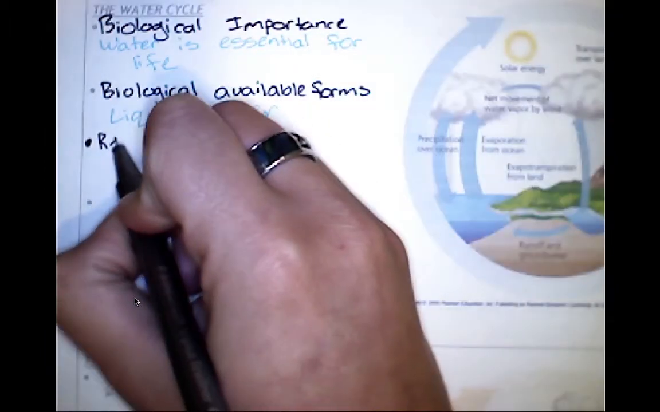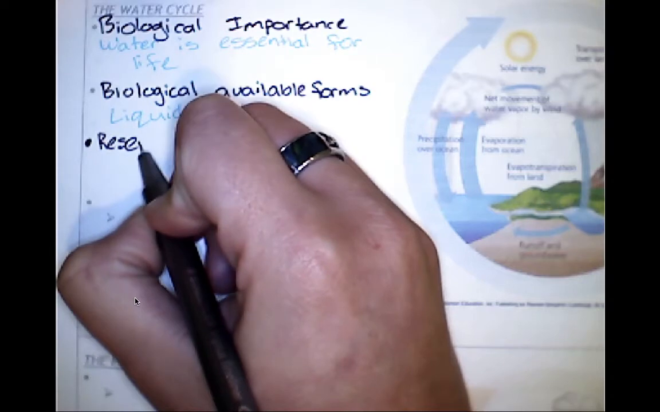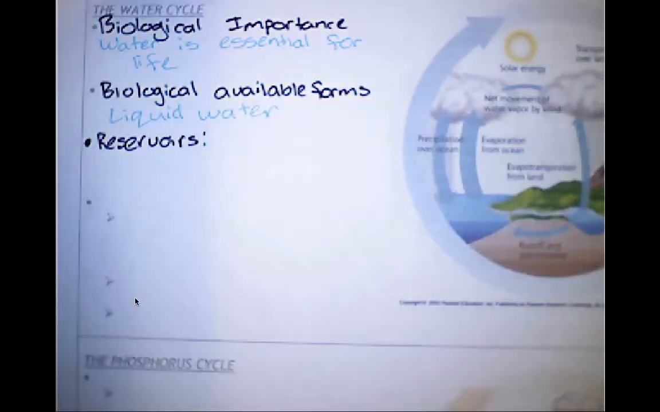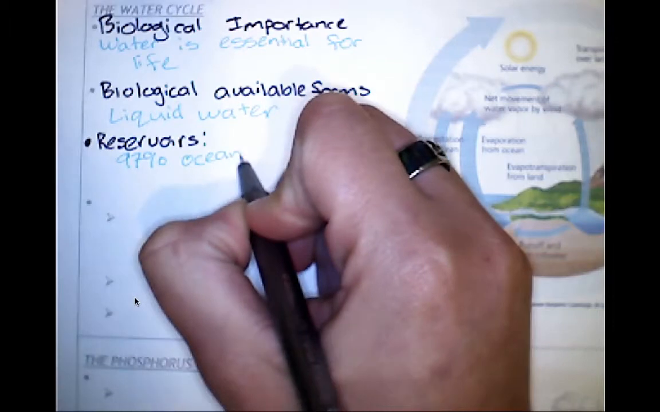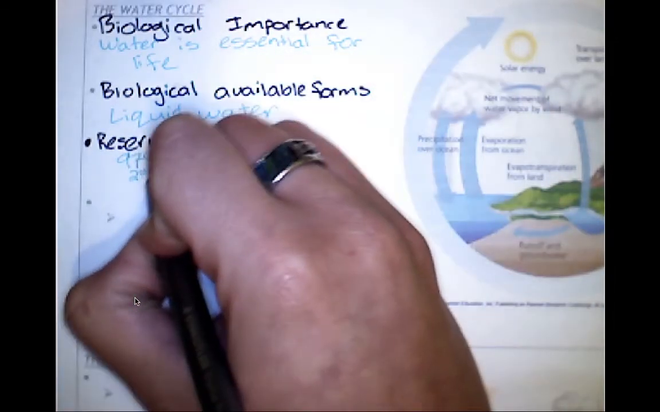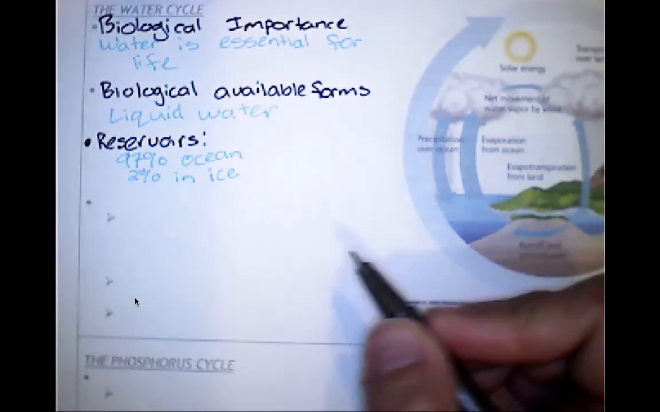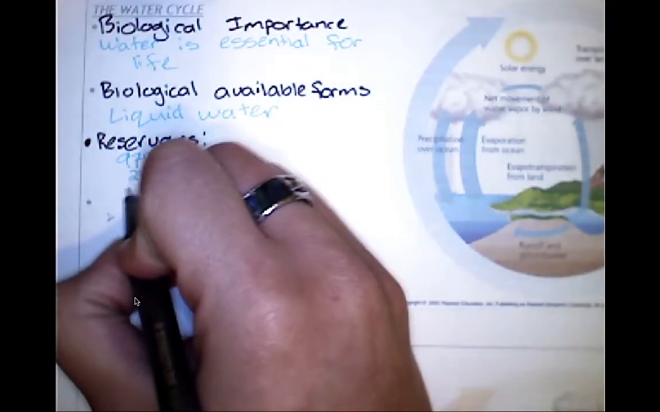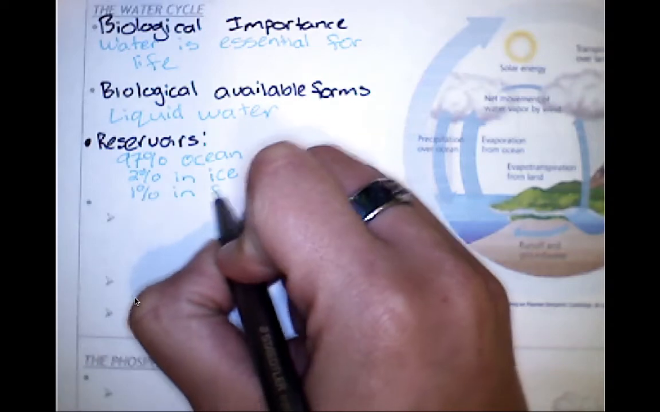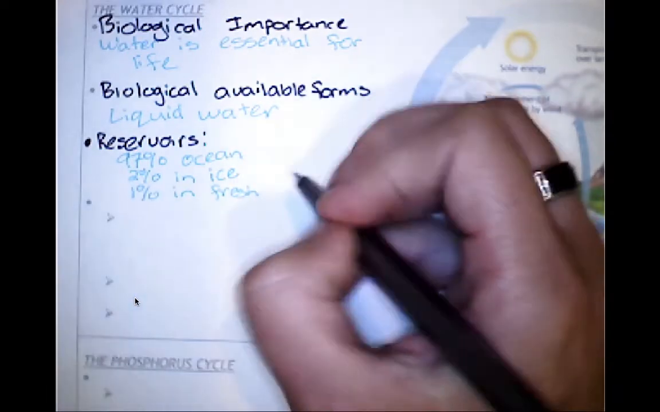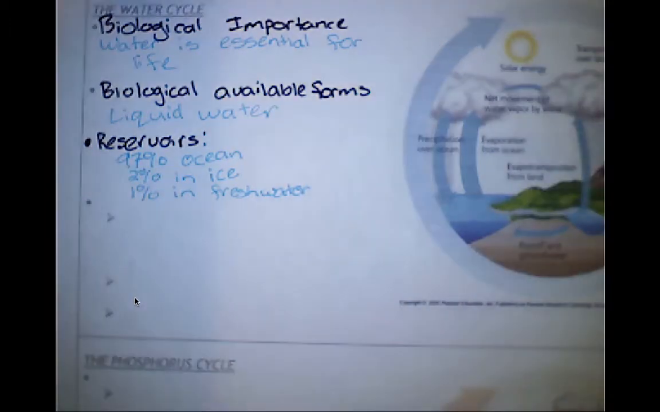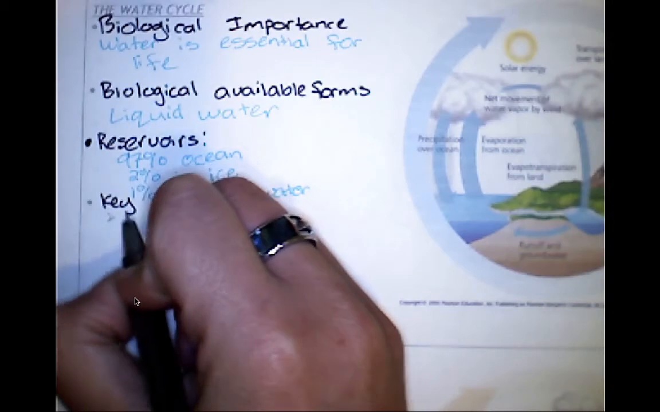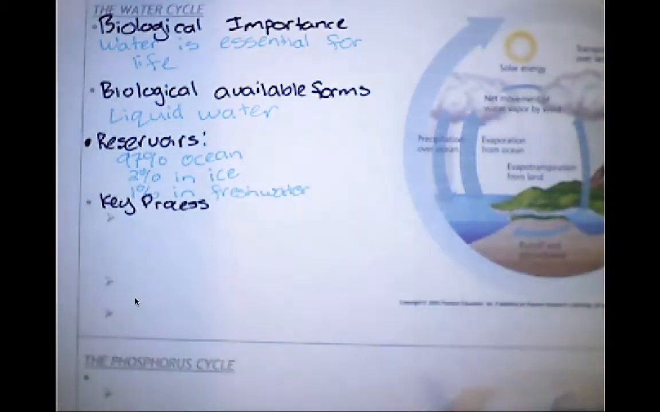And then we're going to look at their reservoirs. Where is most of this stored? For water, the main reservoir is the oceans, okay? About 97% is in the ocean. And then you have about 2% in ice, but it gets stuck there, okay? And then you have 1% in freshwater form, so rivers, lakes, streams, groundwater, things like that, okay? Clouds, all that kind of stuff.